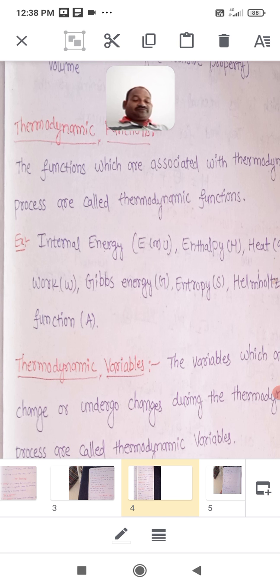Example: volume. Internal energy: the minimum energy associated with the system for its existence is called its internal energy. E is equal to translational energy plus rotational energy plus vibrational energy plus kinetic energy plus potential energy.